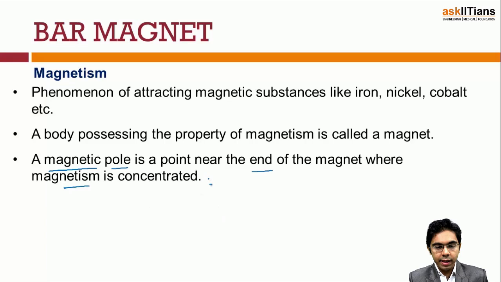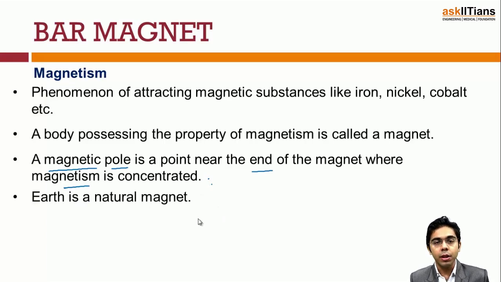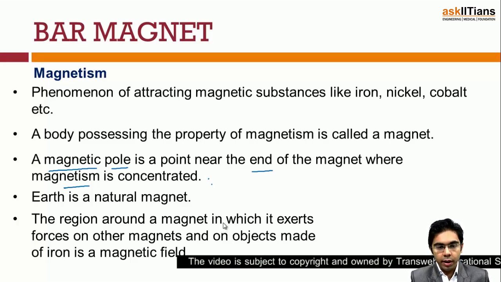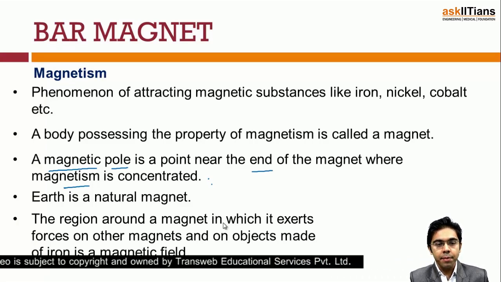Okay. Now if we move towards the next thing, Earth is a natural magnet. This we're going to study in more detail in terrestrial magnetism in the coming part. After that, we have the region around a magnet in which it exerts force on other magnets and on objects made of iron is a magnetic field. Although we're going to discuss the magnetic field in the later part, at this moment remember the definition, that the region around the magnet in which it exerts force on other magnets is called the magnetic field. Okay, now let's move towards the next slide.